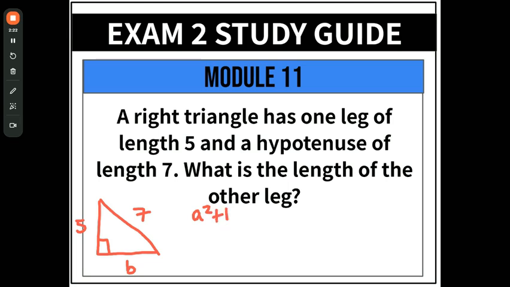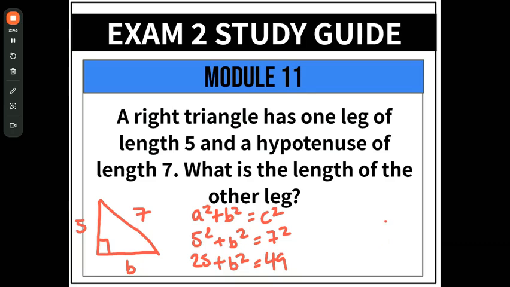A squared plus b squared equals c squared, which is going to be 5 squared plus b squared equals 7 squared. We can simplify this out to 25 plus b squared equals 49. I'm going to subtract 25 from both sides to get b by itself. And when I do that, this will cancel, and I'm going to be left with b squared equals 24.